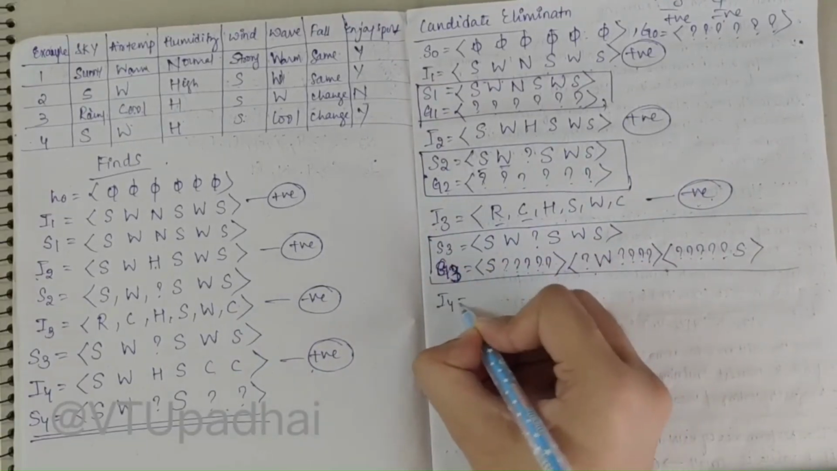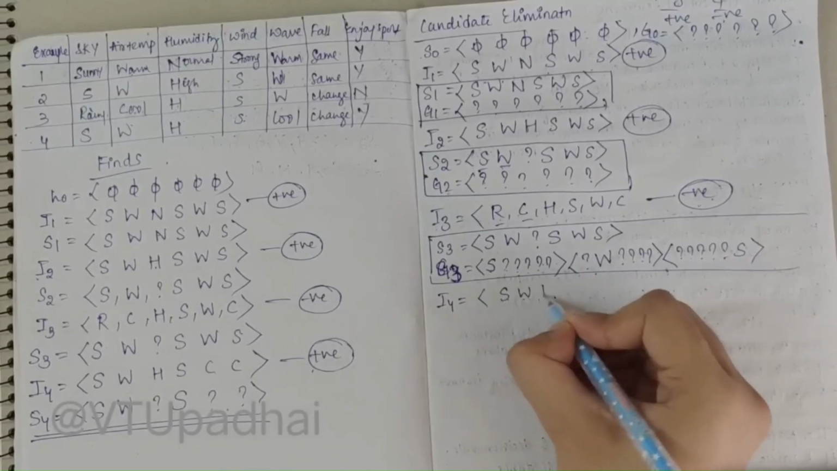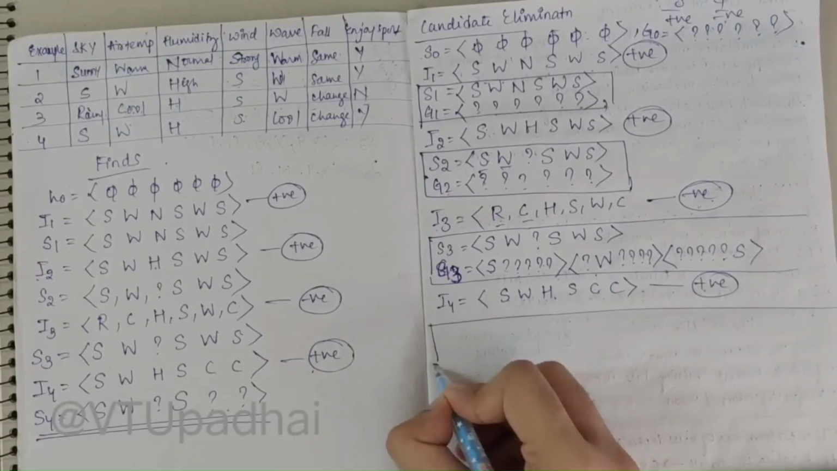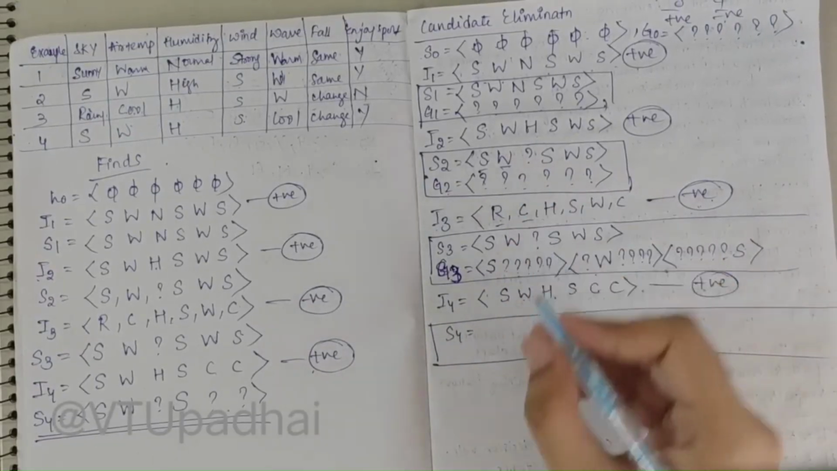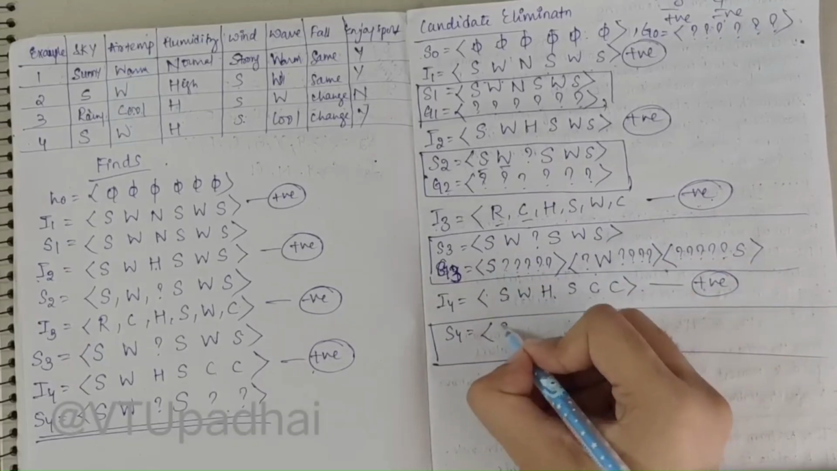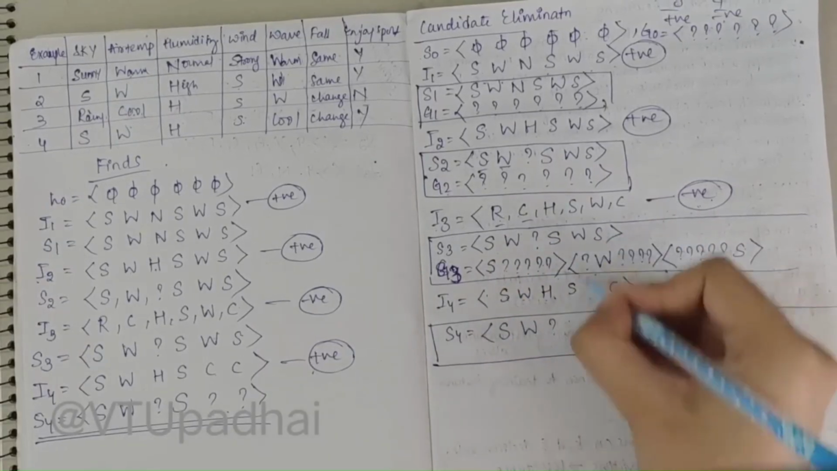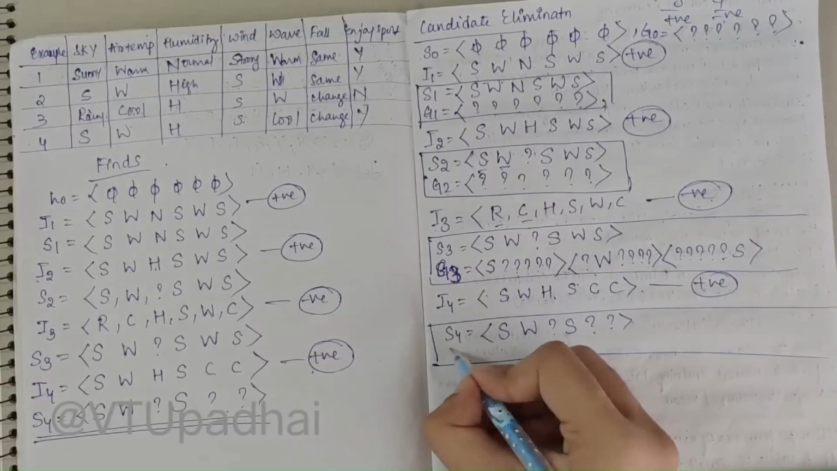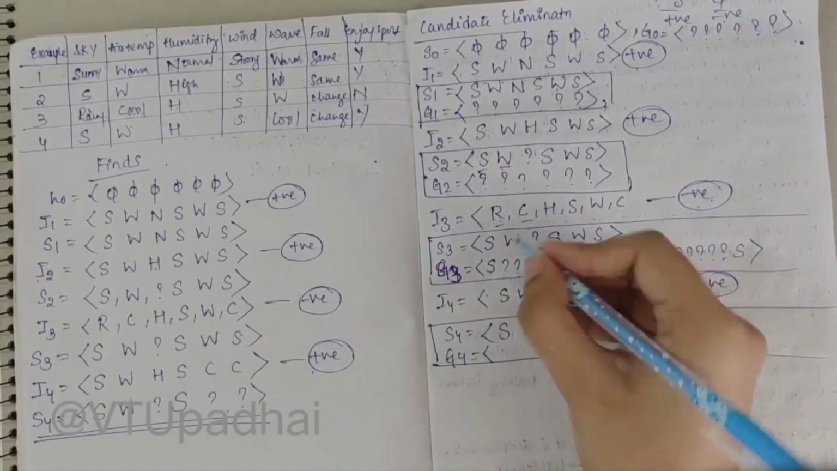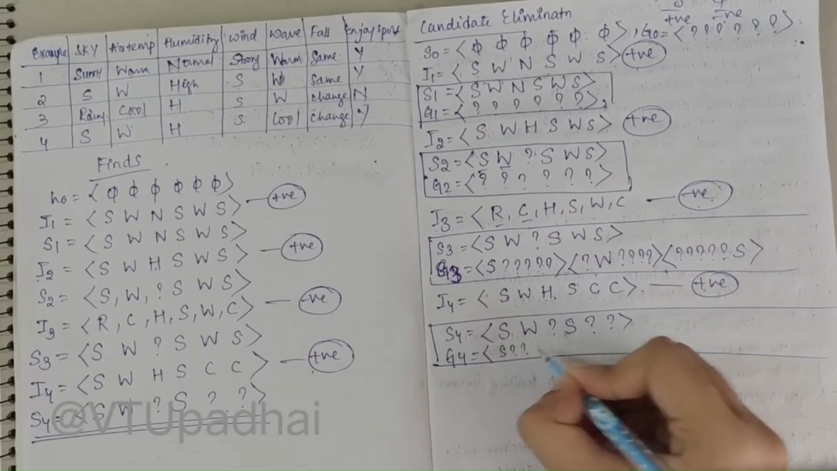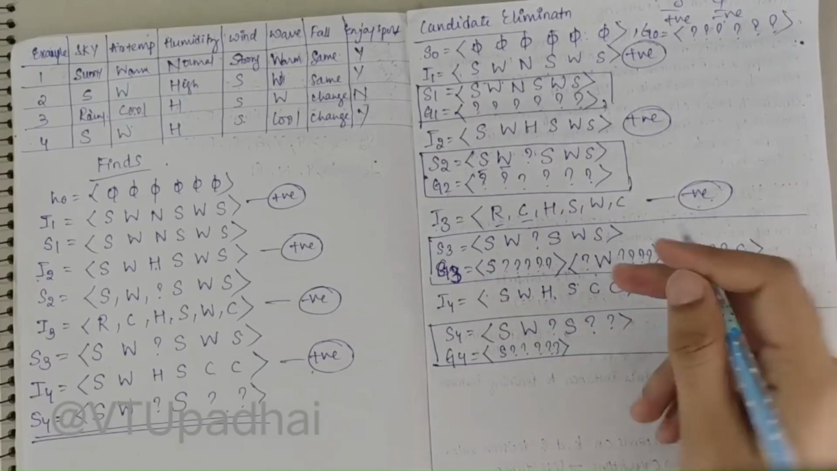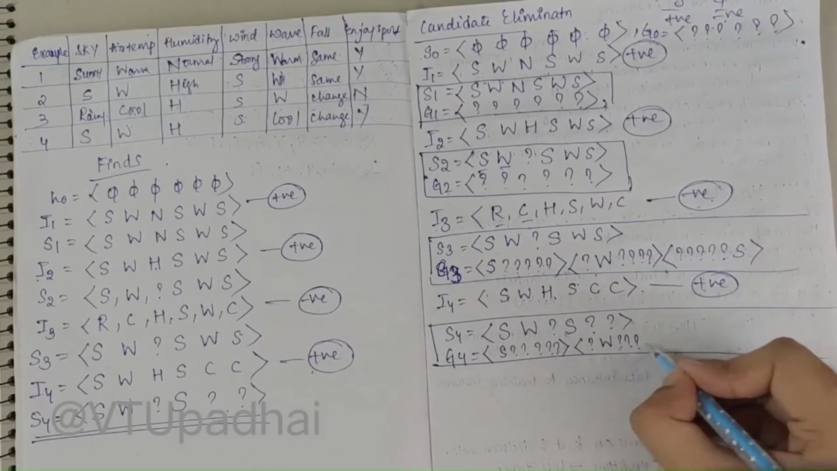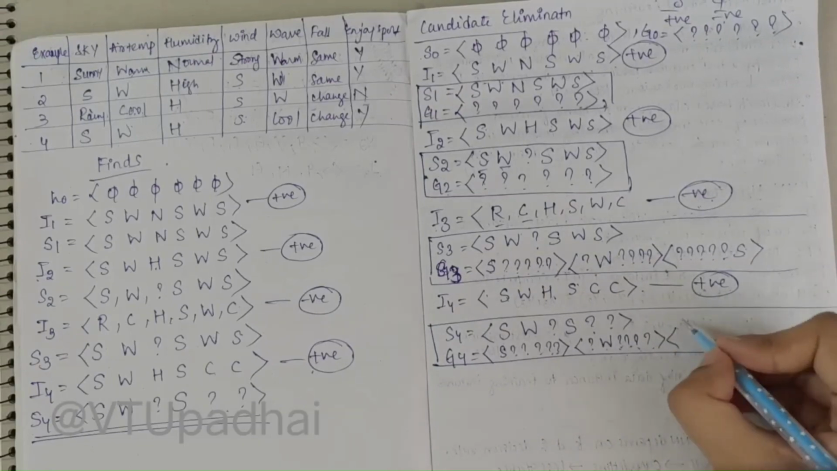I'm done with I3. Now I have I4. I'll update the I4 value, that is SWH SCC. This has a positive instance. So I need to update the S4 value. So compare I4 and S3. When I compare S and S, I'll put S itself, W and W, W, question mark and H, question mark, S and S, S itself, W and C, question mark, and S and C, question mark again. Now writing the G4 value, here I have Sunny, I'll write it as it is. So S, question mark, question mark, question mark, question mark, question mark. Followed by that, whatever is there in warm, I'll write it as it is. And then this S also I'll write as it is.